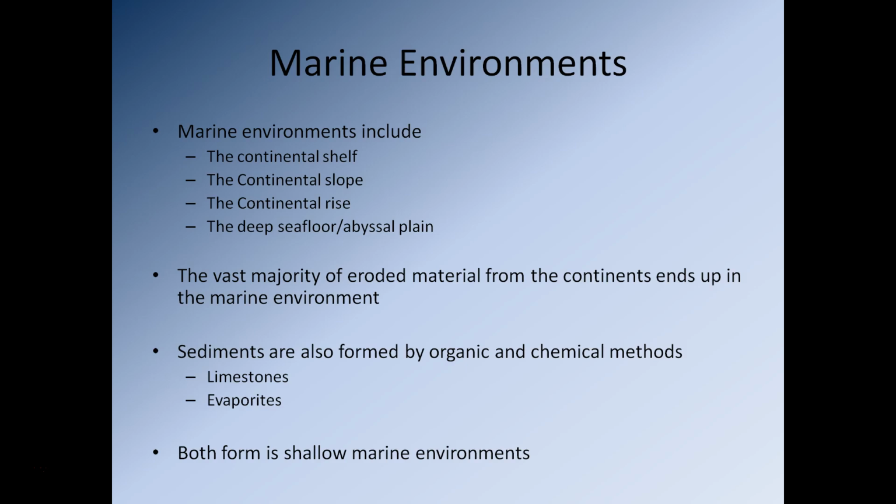The vast majority of eroded material from the continents ends up in the marine environment. Most of the stuff that's eroded from the land will be transported by rivers and deposited into the oceans. Now, we not only have clastic sediments in these systems, we also have chemical sediments and sediments that are formed by organic processes. So we have limestones and evaporites that can also form in these environments. Both limestones and evaporites are shallow marine environments, and so they're going to be forming on the continental shelf.